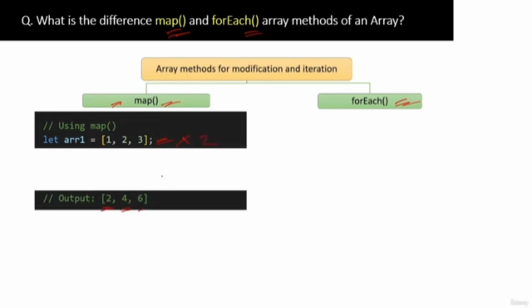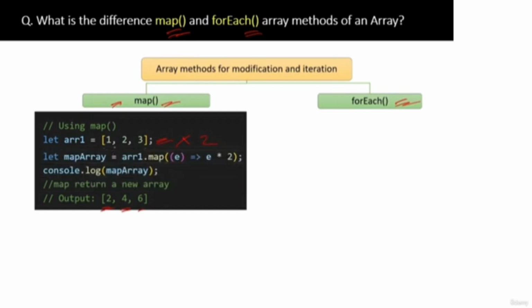For that, first we will use the map method, something like this. Here we are passing each element of the array as the parameter e by using this arrow operator. Then the parameter will be multiplied by 2 for all 3 elements of the original array one by one. As the result, the array will be stored in a new array variable, mapArray, and we will get the expected output.